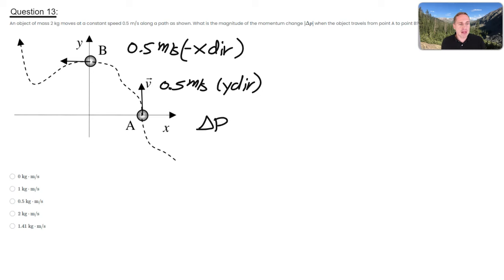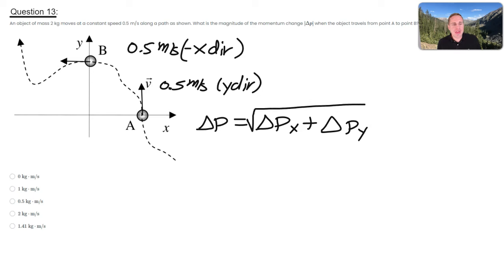So the change in the momentum should be the change in the momentum in the x direction plus the change in the momentum in the y direction. Now the question is, how do we add these up? Well, these are along separate axes. So really, the magnitude of the momentum change is going to be the Pythagorean sum of these. It's going to be the square root of the x momentum change squared plus the y momentum change squared.